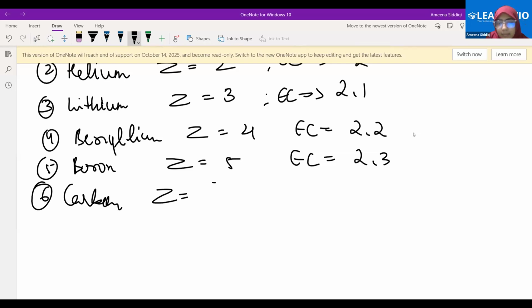6, ma'am. Which is 2 and 4. 2 in the first shell, 4 in the second shell.